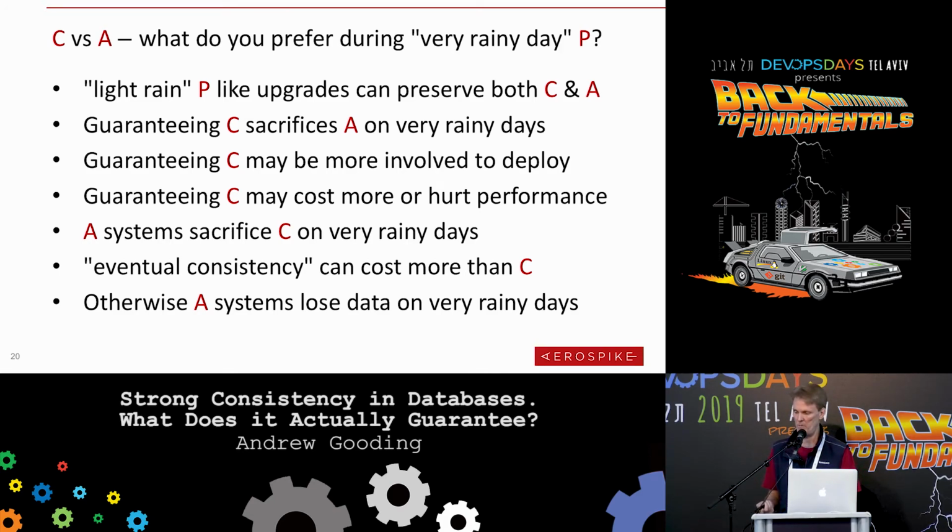C can sometimes be more involved to deploy. It certainly is for Kevin's system, because the AP system is really nice in that you don't even have to tell the nodes in the cluster what the cluster is supposed to be, but we actually have to do that for the CP system. So it can be a little more involved operationally.